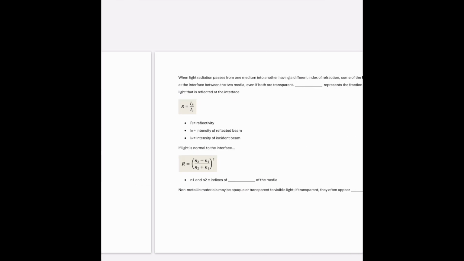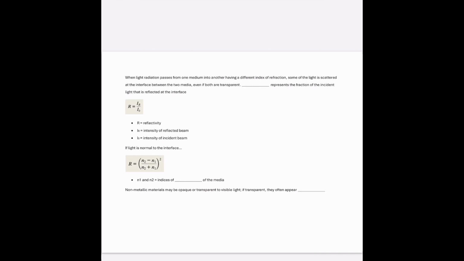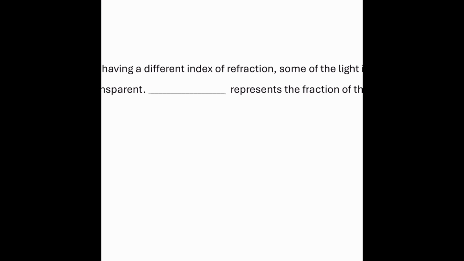But moving on, when light radiation passes from one medium into another, which has a different index of refraction, some of the light will be scattered at the interface between the two media, even if they are both transparent. And it is reflectivity that represents the fraction of the incident light that is reflected at the interface. Reflectivity is our word here.